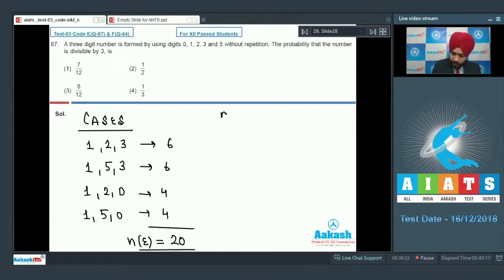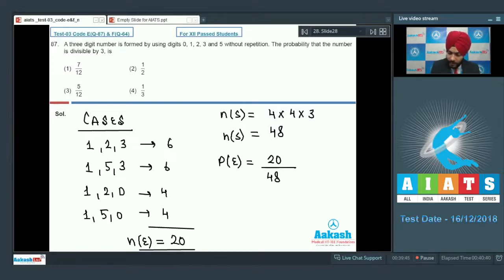What are the number of elements in the sample space? Sample space will consist of all the possible 3-digit numbers which can be formed by using these digits. First place can be occupied in 4 ways, the next place can be occupied in 4 ways, the next place can be occupied in 3 ways. 48. What is the answer of the question? Probability of an event E is number of favorable cases upon number of total cases in the sample space. Cancelling a factor of 4, I'll get 5 by 12. Option number 3 is again true.